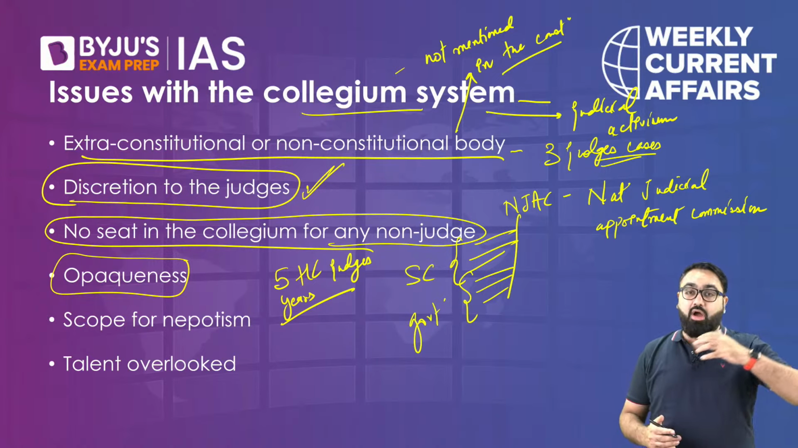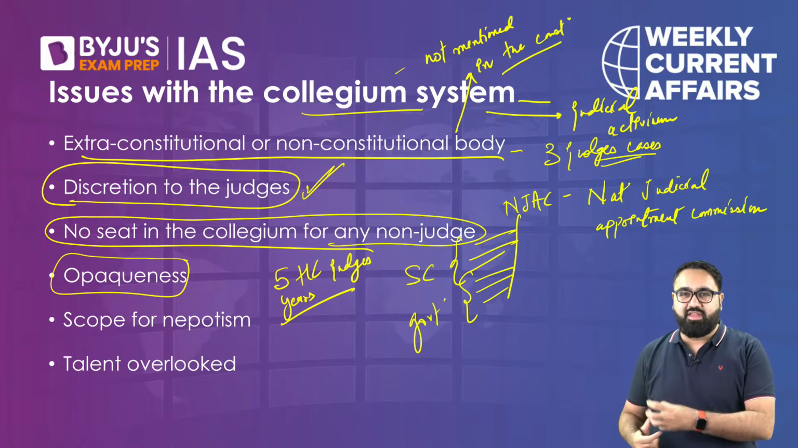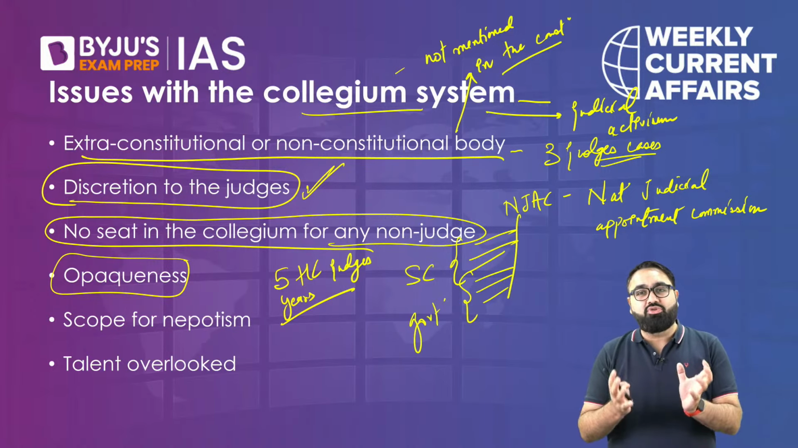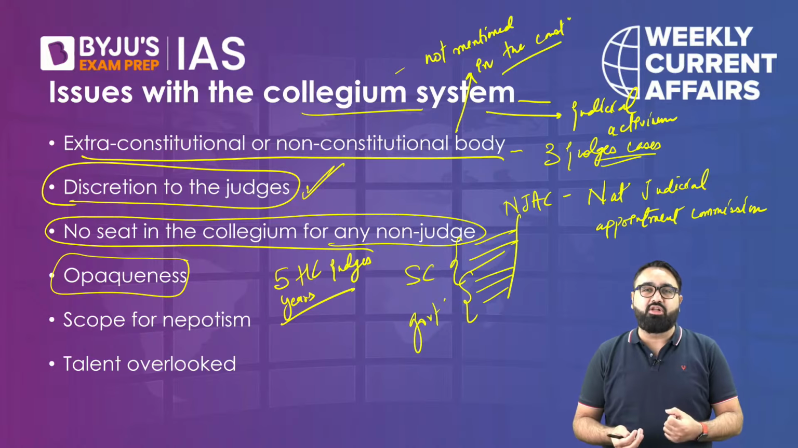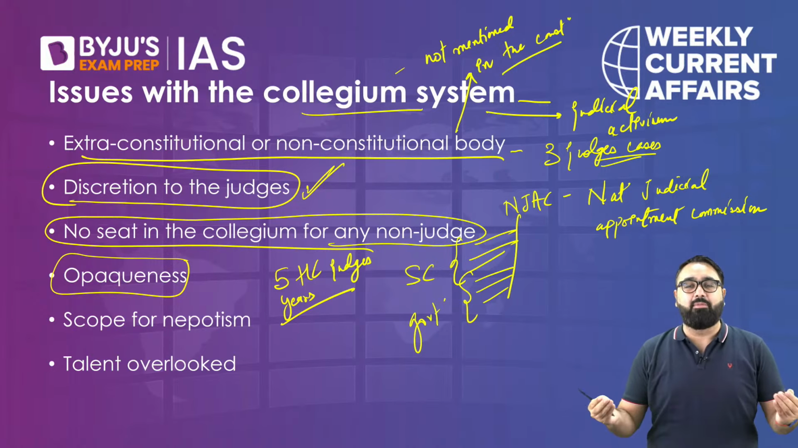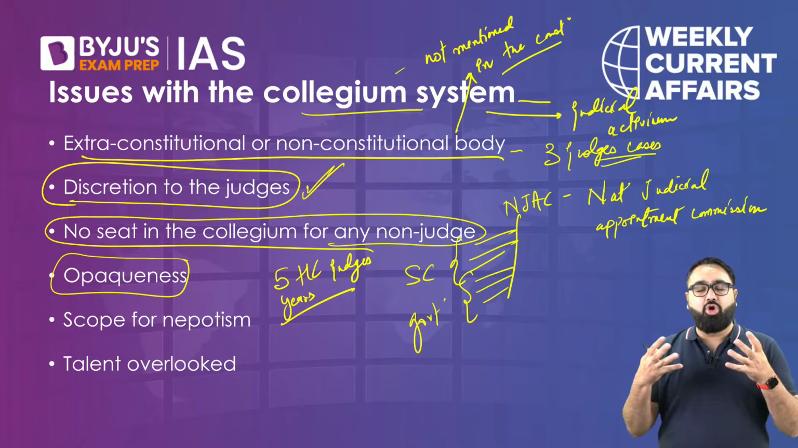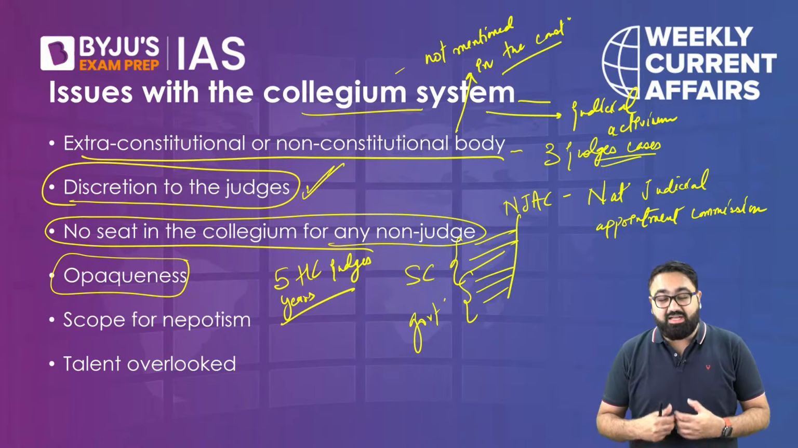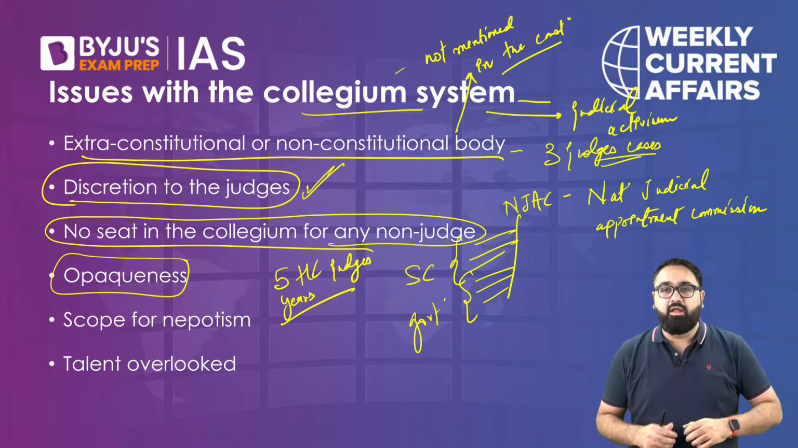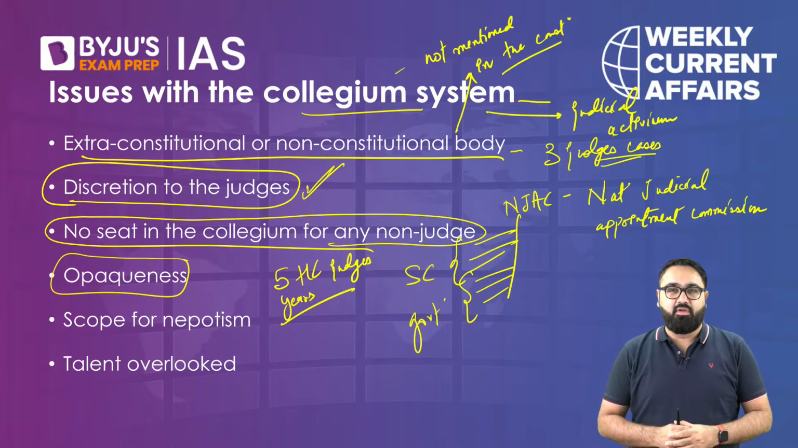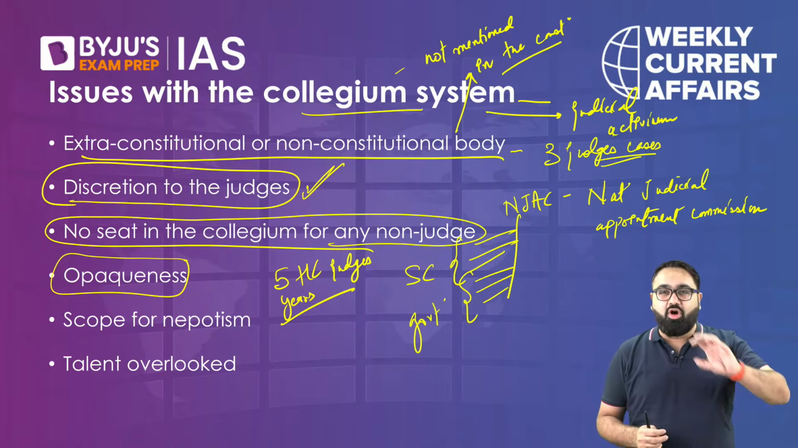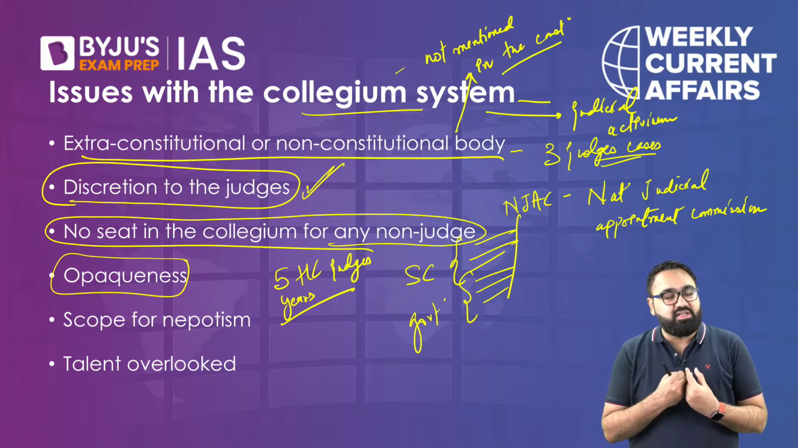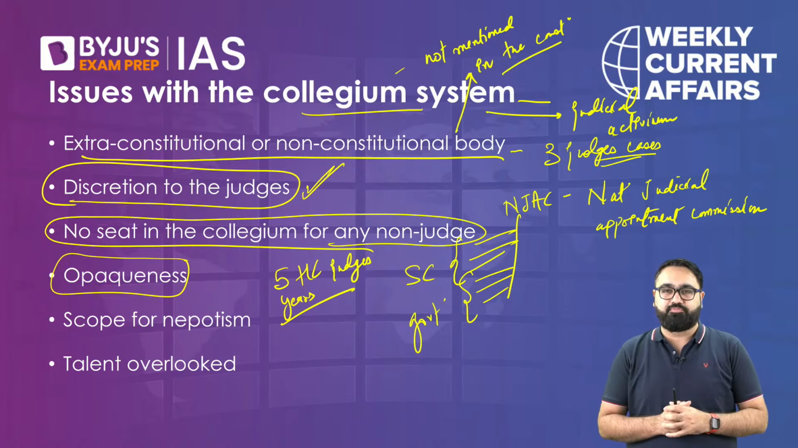They discuss how many cases they have heard, what kind of cases they have heard, but what those discussions are, what points are taken into consideration, it is never made public. So the public, common people like you and me, even the government, we never get to know what the discussion within the Collegium system is. Which judge is favoring whom, what points are being considered. It is an extremely opaque system.